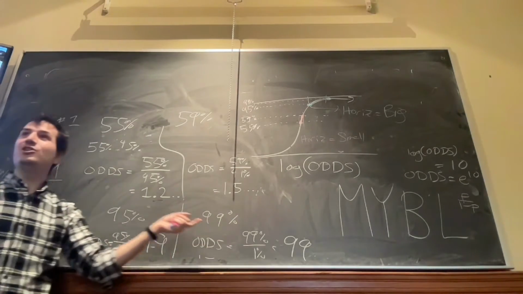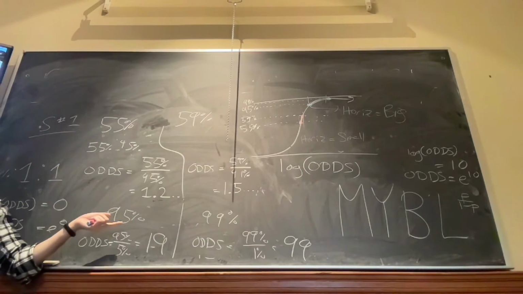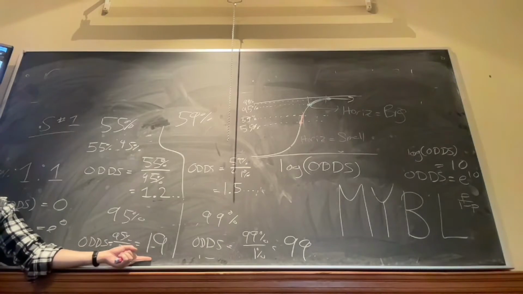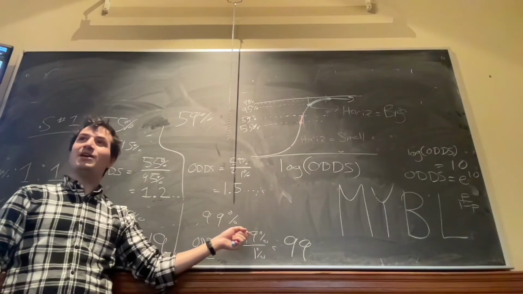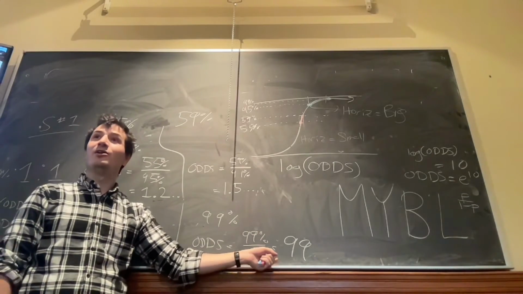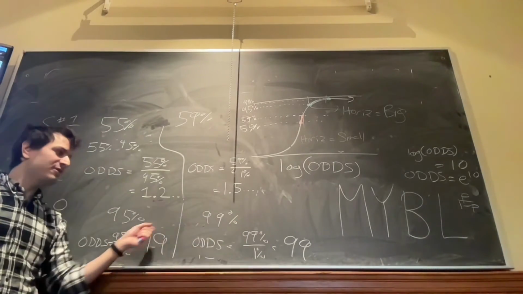95 to 99 is a huge difference. If something happens 95% of the time, then it's happening once every 20 times. That's like if you did it every day, it's like once a month. Whereas if 99% is every 100 days, that's like once every quarter. So there's a huge difference between these two.